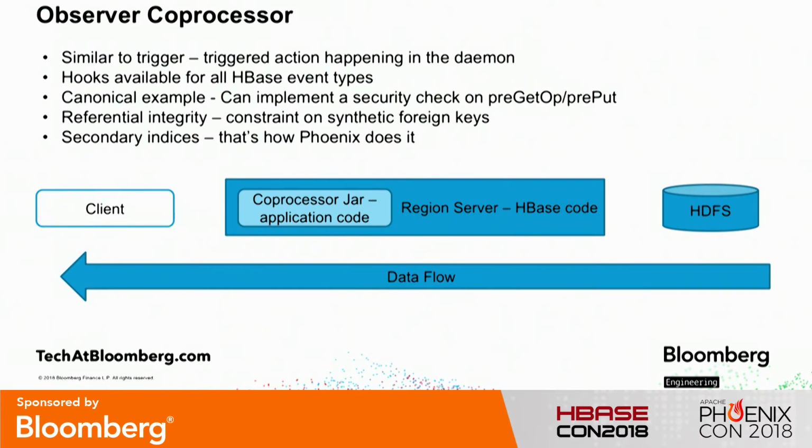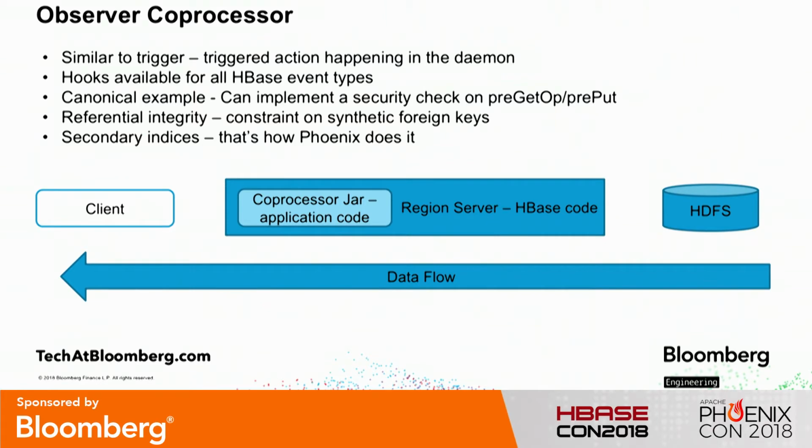The other kind of coprocessor is the observer coprocessor, and these are more similar to triggers in the database world. So in this case, rather than the client explicitly calling the coprocessor directly, the coprocessor will run when something happens in the ecosystem. And there are hooks available for almost any kind of HBase event type. So the canonical example for the use of a coprocessor is something like a security check. If you wanted to check a user's permission before they do a read or a write on the data, you can actually hook into the pre-get op, for example, for a get, and check the user's permissions via an outside security system, see if they're allowed to read the record, and only then retrieve the data, otherwise fail the request. Same thing for the put.